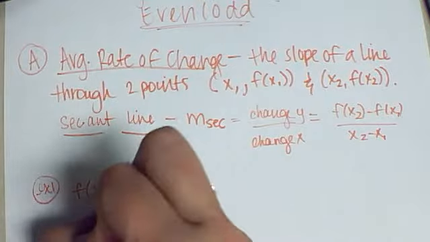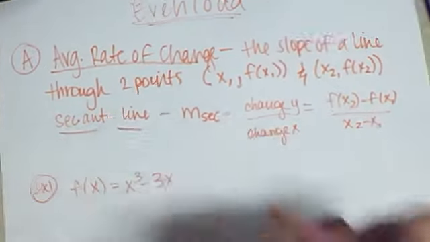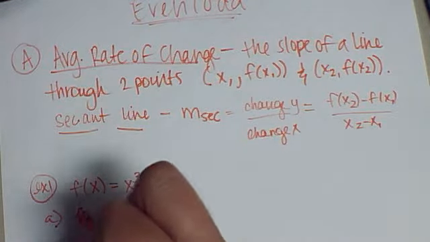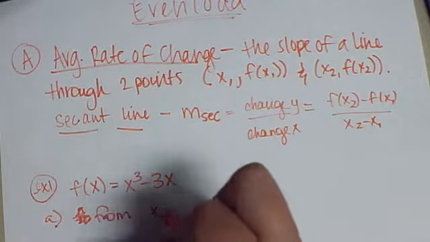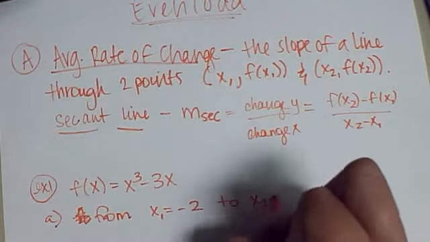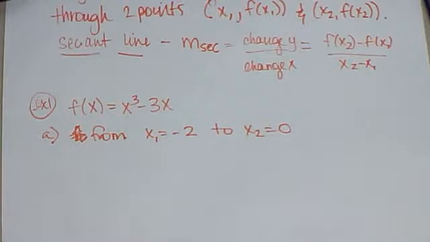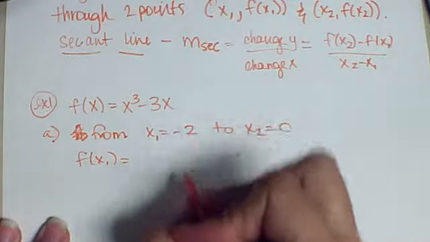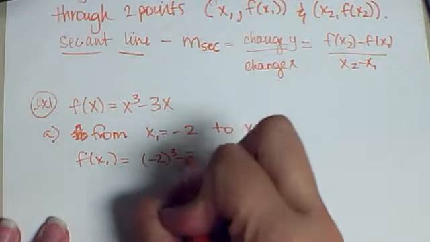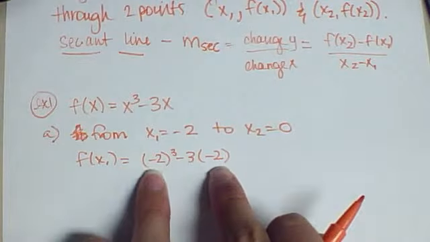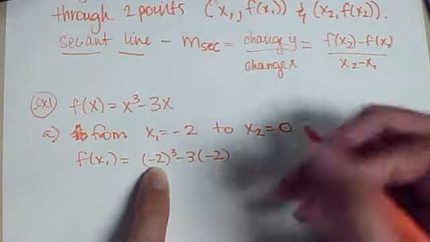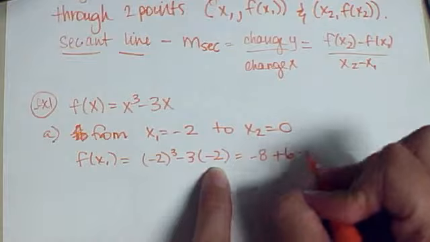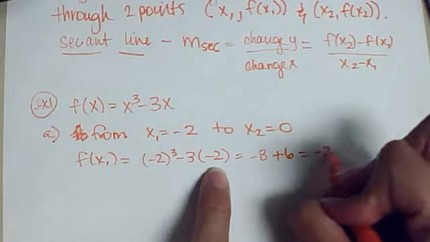First of all, your function f of x is x to the third minus 3x. And for part A, I want you to tell me the slope from x1 equals negative 2 to x2 equals 0. Okay, first thing you want to do is find your f of x1 and your f of x2. So f of x1, you're going to plug in negative 2 to the third power minus 3 times negative 2. Just plugging in negative 2 everywhere that I see x, or x1 in this case. Negative 2 to the third is negative 8. Negative 3 times negative 2 is positive 6. And so f of x1 is negative 2.